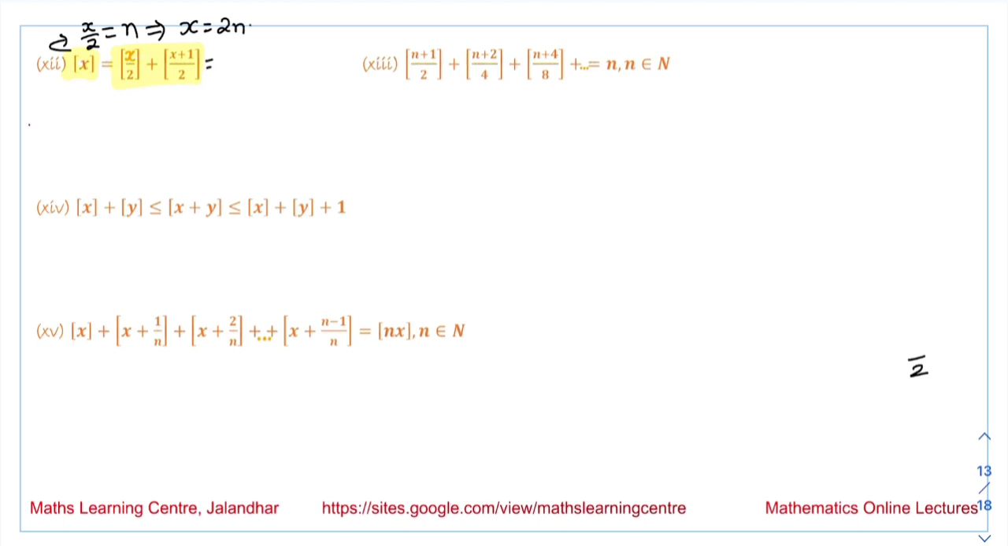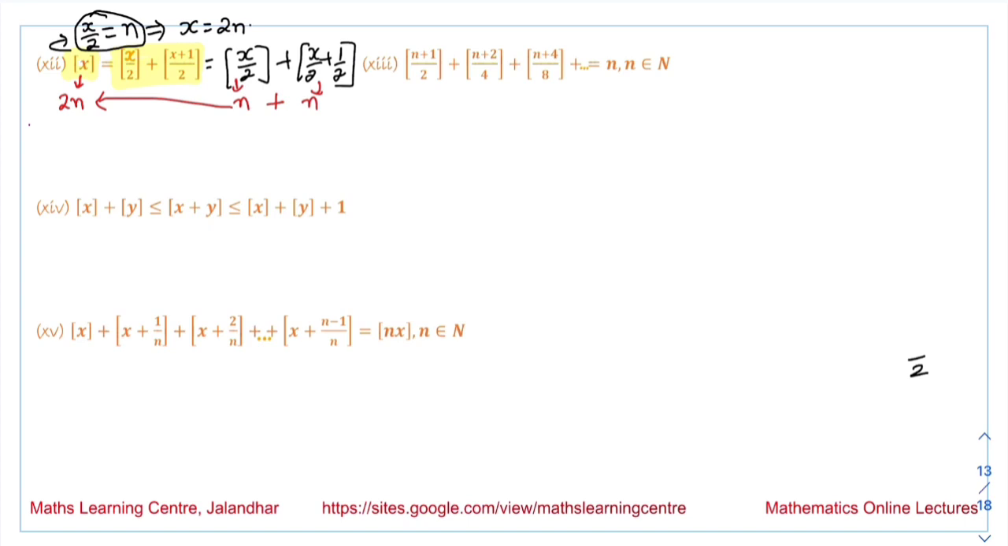Now this term we can also write as the greatest integer of x by 2 plus the greatest integer of x by 2 plus 1 by 2. Now we are saying the value of x by 2 is n, an integer. So the greatest integer of x is equal to 2n, which is also an integer. The value of this term will be equal to n, and the value of this term is also equal to n, and the sum of both these values is equal to 2n.